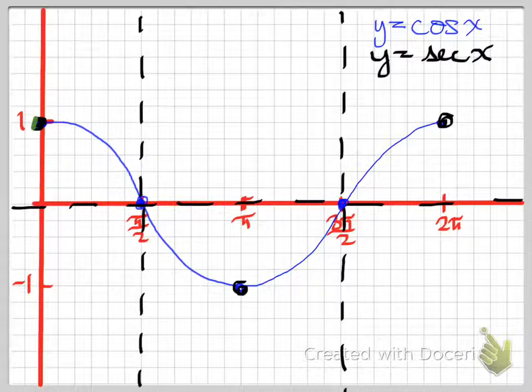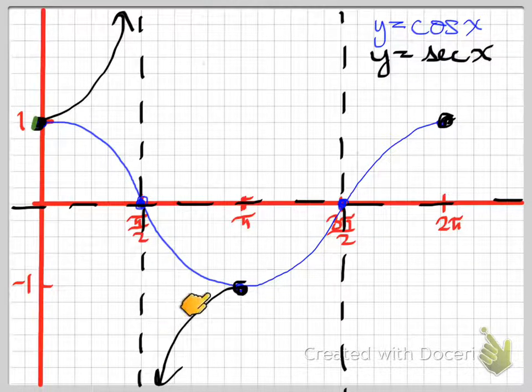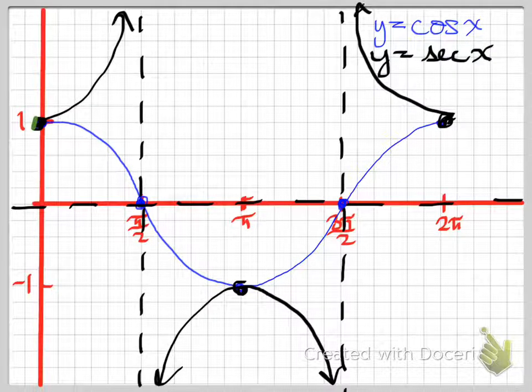The function from here to here is decreasing. Therefore, the reciprocal function is increasing. From here to here, the function is decreasing, therefore must be increasing. And over here it's increasing, so therefore our function will be decreasing. And finally, in the last section, the function will be decreasing. So here is our secant graph, that is the one in black.